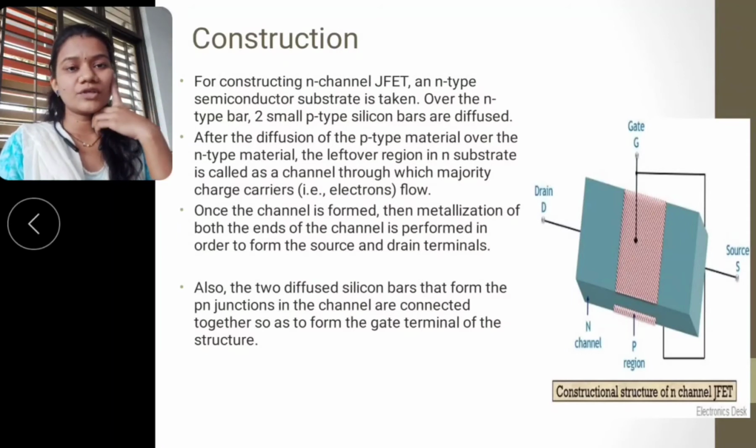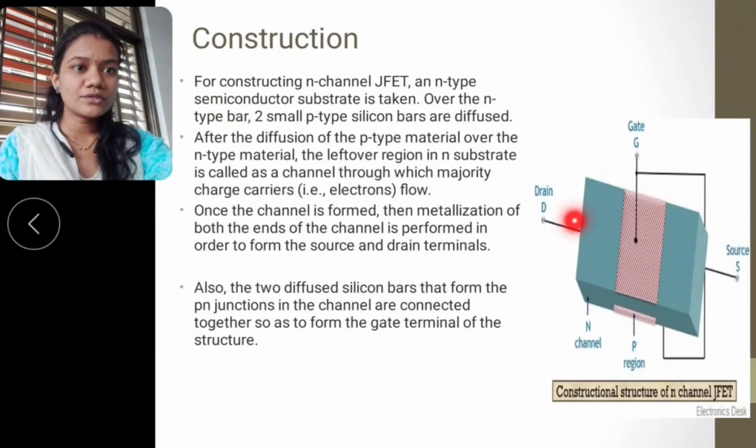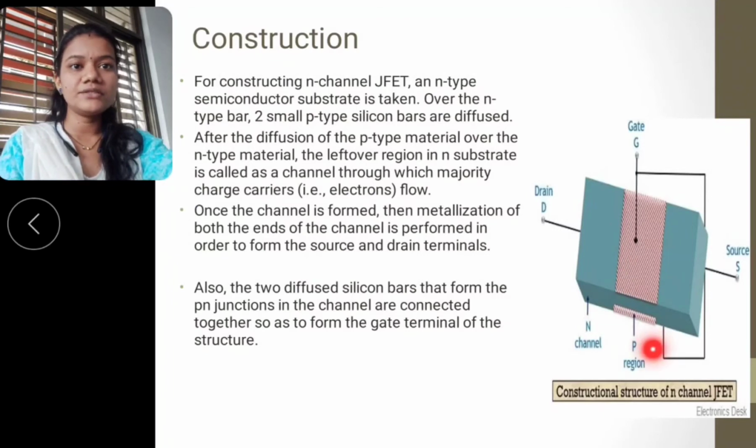So now next is the construction of JFET. This image shows the construction of JFET. As we said, there are three terminals. This is drain, the middle one is gate and this one is source. The gate terminals are combined to form a single gate terminal. Then these are the N channel, N region and P region.